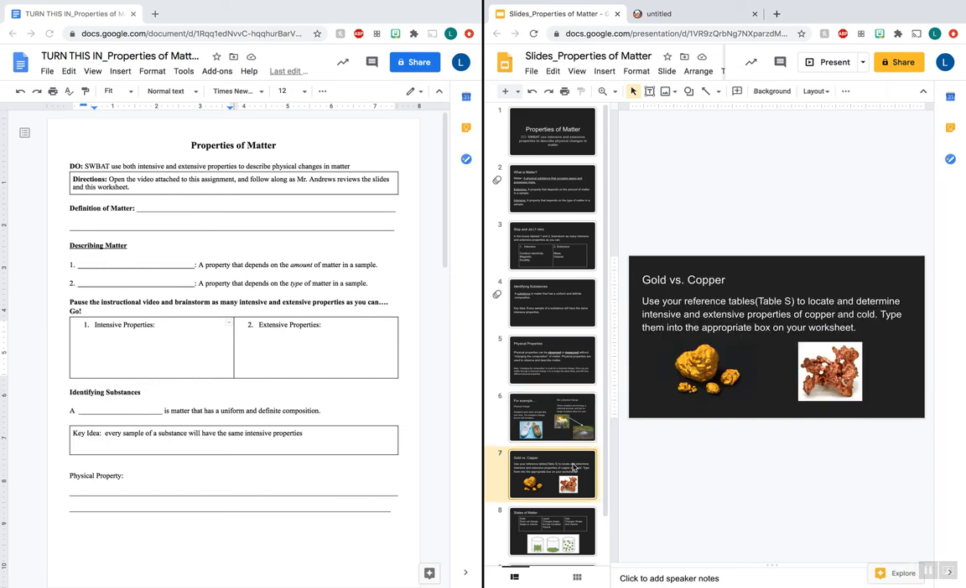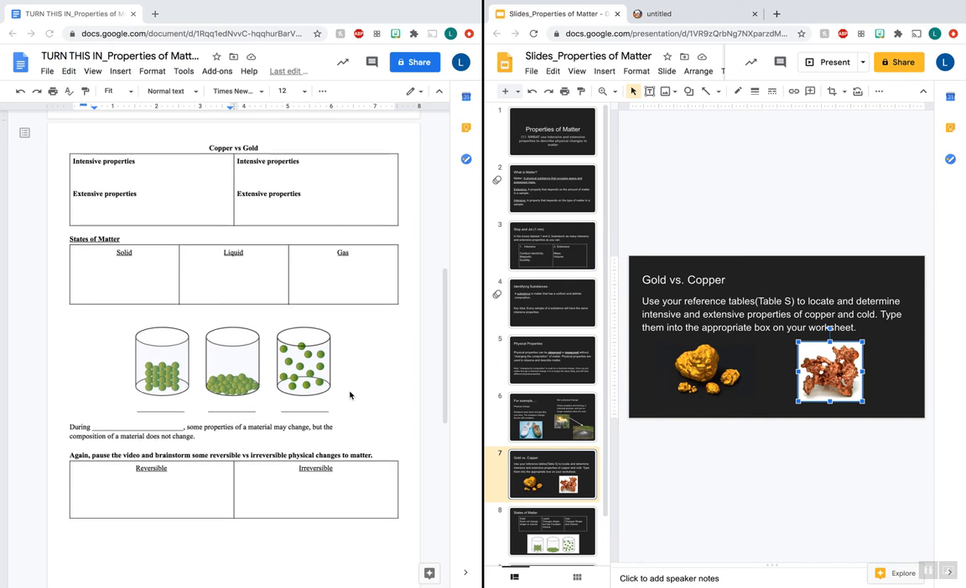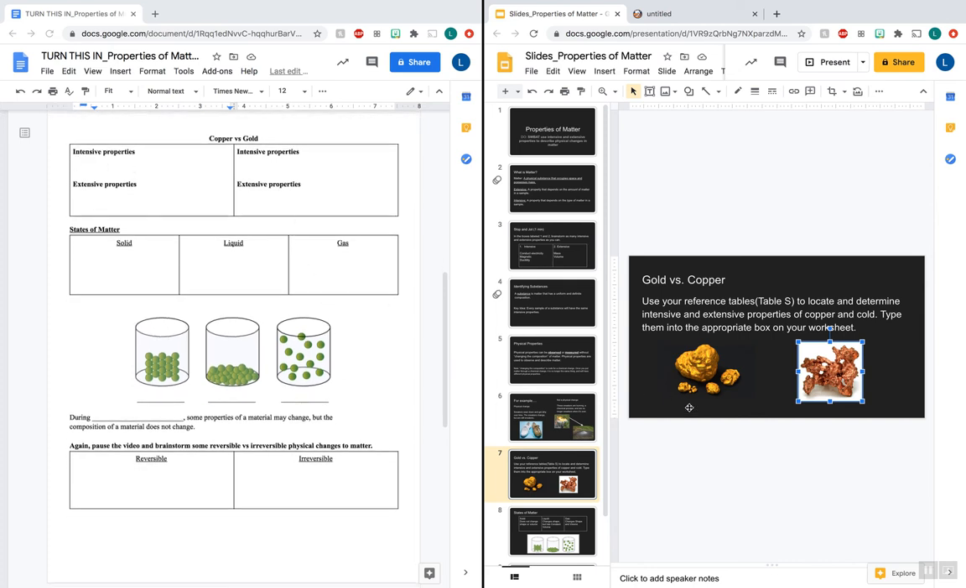So let's practice with intensive and extensive properties by actually examining a couple substances. On the left here, we've got an image of gold, and on the right, an image of copper, pure gold and pure copper. What I want you to do, if you scroll down our notes over here, we've already covered the first page, and you have this table here. I want you to pause this video and take a couple minutes to look at your reference tables and fill in as many intensive and extensive properties for copper and gold as you can find. You'll notice the hint here is Table S. All right, so hit pause and go do that.